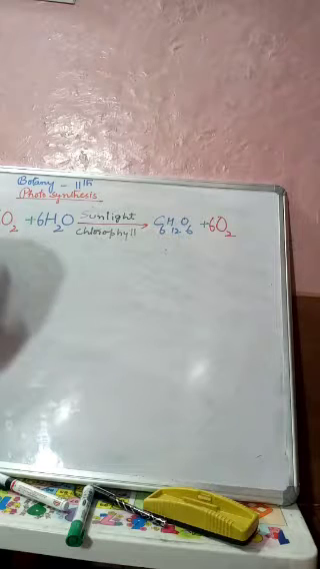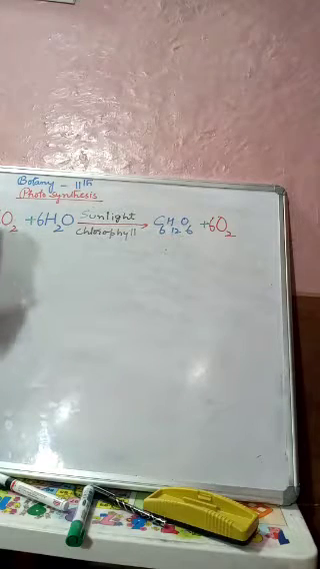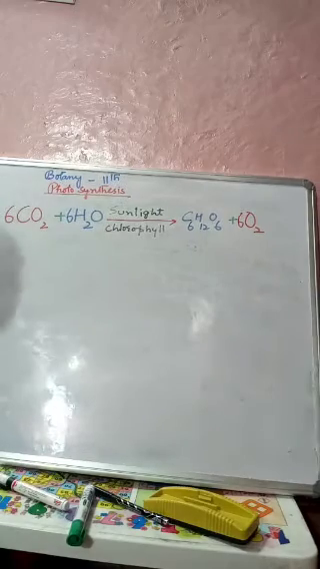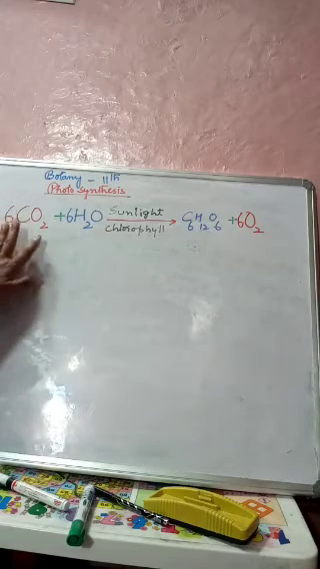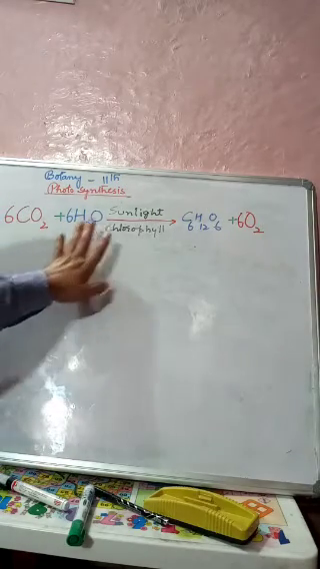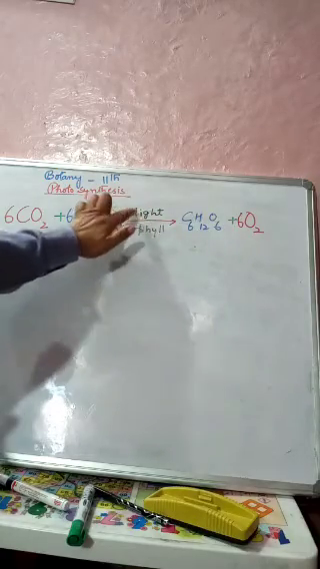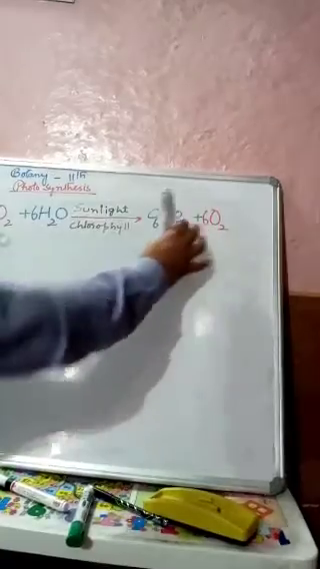So this is the overall summary. This is the overall biochemical reaction which takes place during the process of photosynthesis. We see that the inorganic substances, carbon dioxide and water, combine together in the presence of sunlight and chlorophyll to give us the carbohydrate and then the liberation of oxygen.